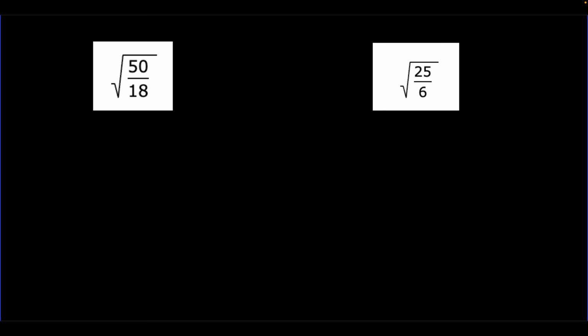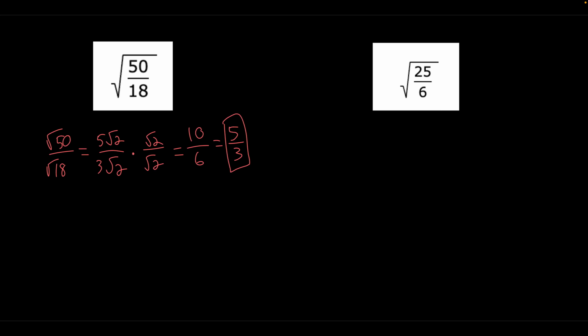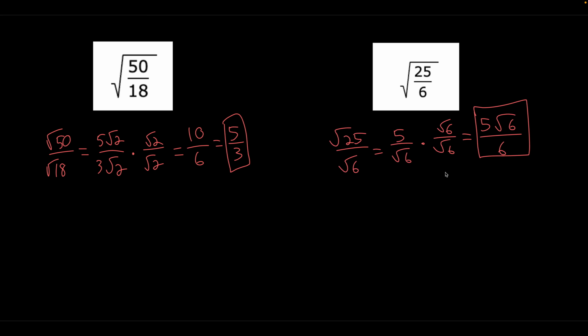Okay, now that you've had time to work these problems, let's check your solutions. Okay, for the first problem here is the work. You should have gotten 5 over 3 as your final answer. And for the second problem here is the work. You should have gotten 5 square root of 6 over 6.